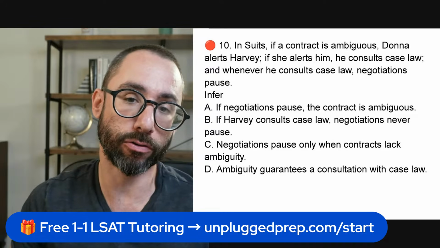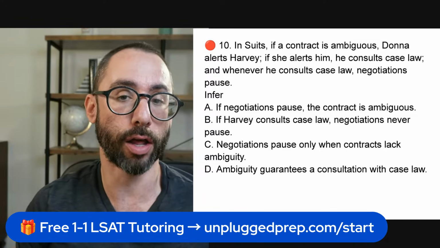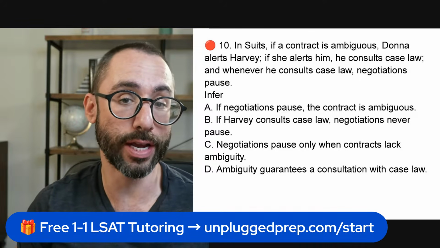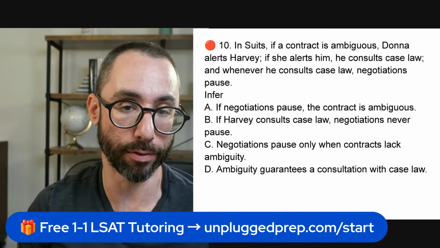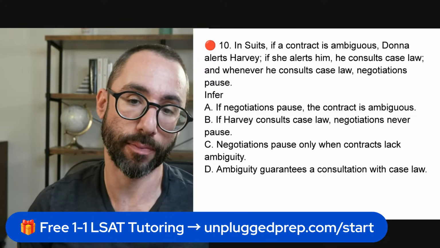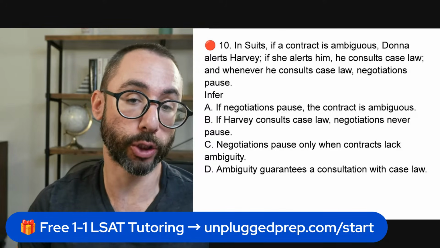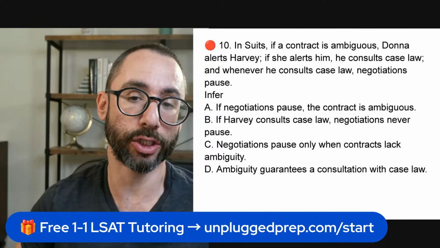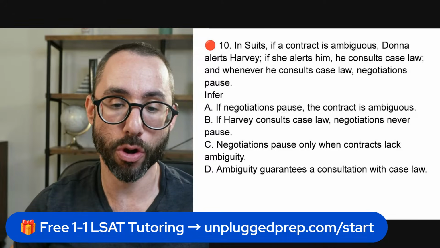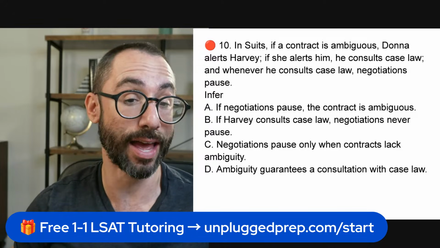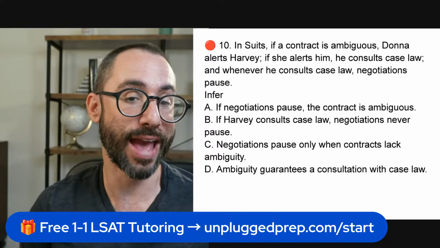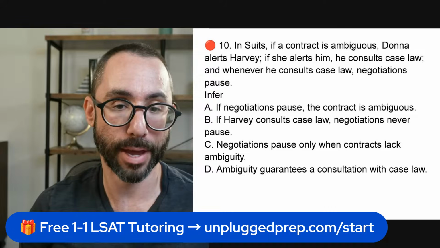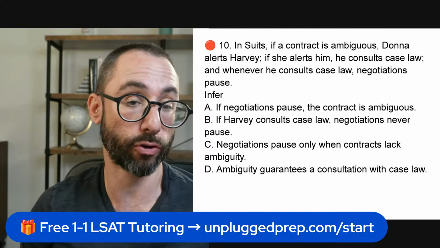Number 10. In Suits, if a contract is ambiguous, Donna alerts Harvey. If she alerts him, he consults case law. And whenever he consults case law, negotiations pause. What can we infer? Choice A. If negotiations pause, the contract is ambiguous. B. If Harvey consults case law, negotiations never pause. C. Negotiations pause only when contracts lack ambiguity. Or D. Ambiguity guarantees a consultation with case law. When you have your answer, please drop it in the chat, A, B, C, or D. If you're not sure, just drop a question mark.